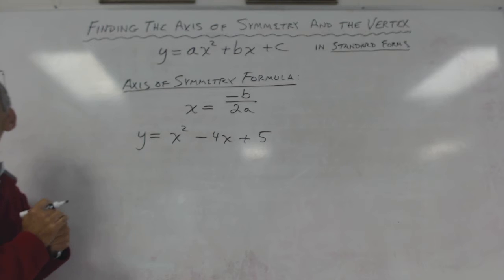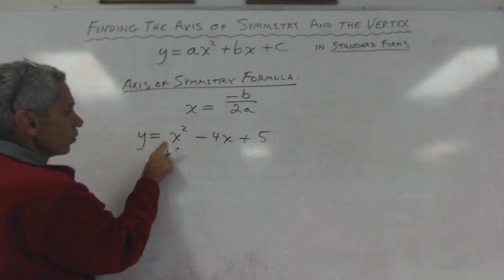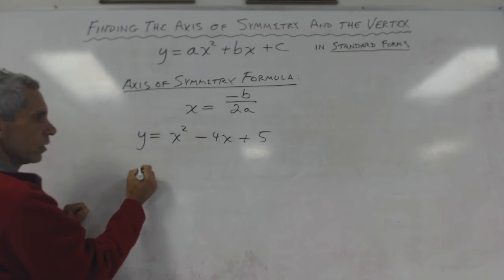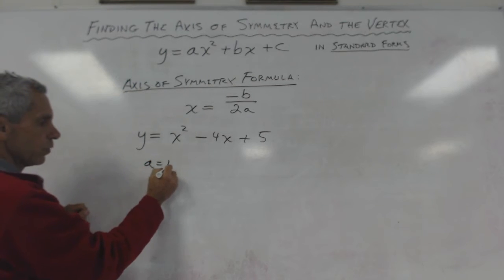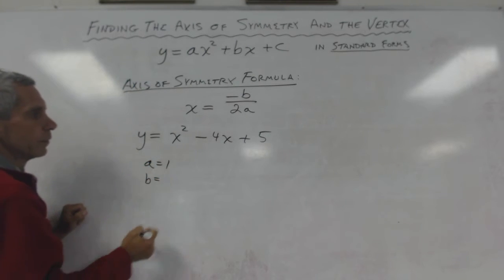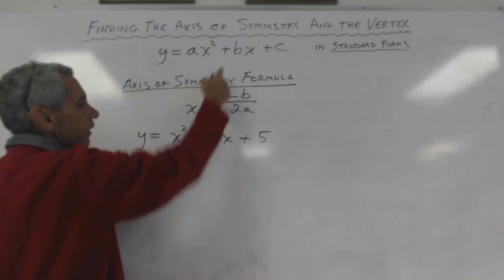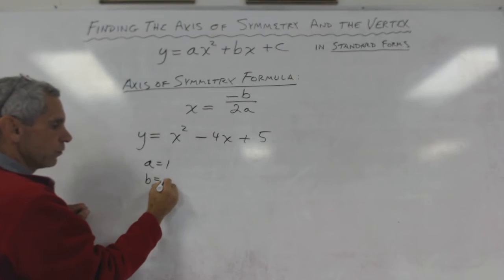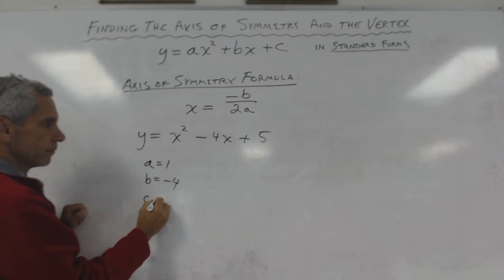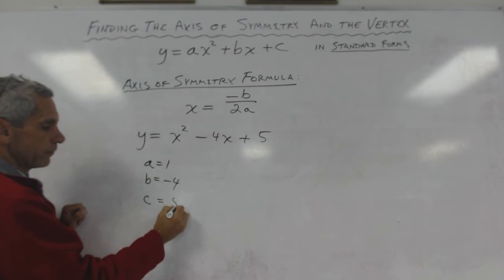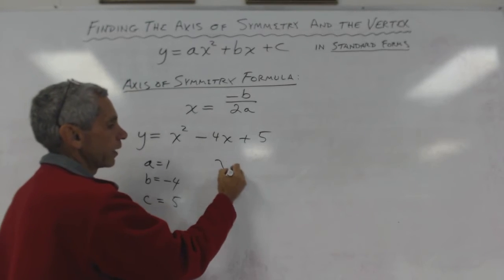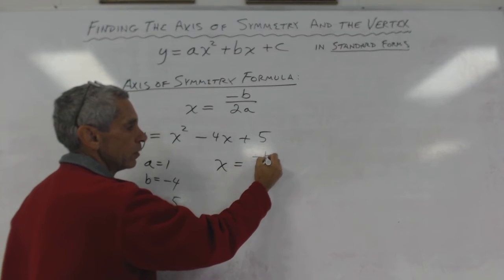So what's my a? 1. A is this hidden 1 that's right here. So a is equal to 1. I'm going to write that right here. A equals 1. What's my b? Negative 4. What's my c? 5. Okay, here's my formula. X equals negative b over 2a.